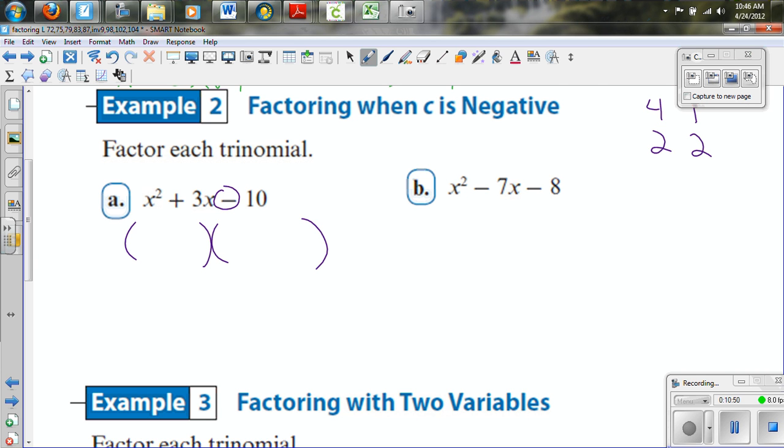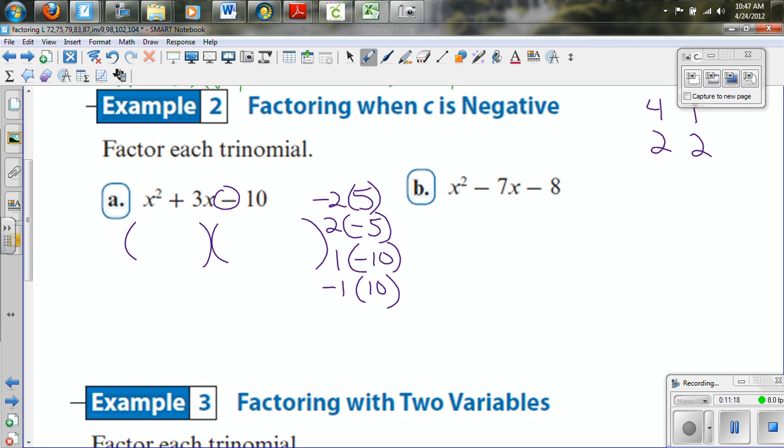Because in order to get a factor of negative 10, we have to have negative 2 times 5. Or we have to have 2 times negative 5. Or we have to have 1 times negative 10. Or we have to have negative 1 times 10. So those are all the factors of negative 10. It could be 2 and 5, but it might be 2 and negative 5, or negative 2 and 5.